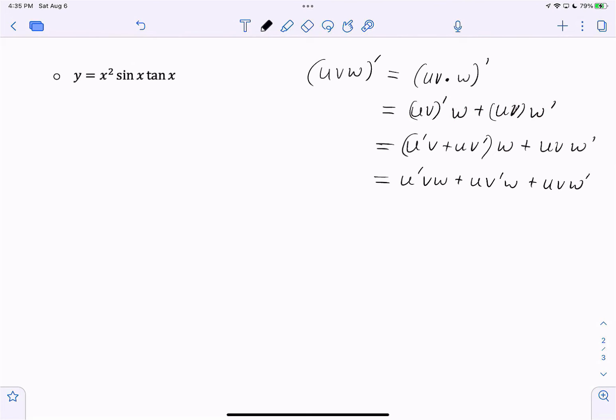And what you can see is you have u, v, and w in all three terms. In the first term, u is prime. In the second term, v is prime. In the third term, w is prime. So that's how the product rule is going to apply here. Let's say in this case, u is equal to x squared, v is equal to the sine of x, and w is equal to the tangent of x. I'd like for you to go ahead and find and simplify the derivative.